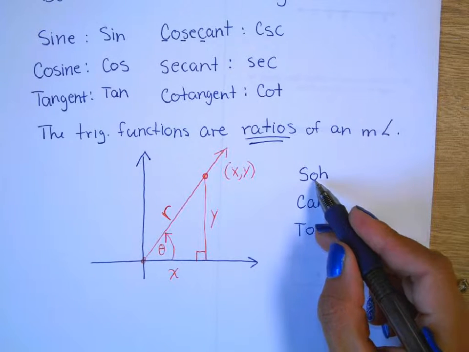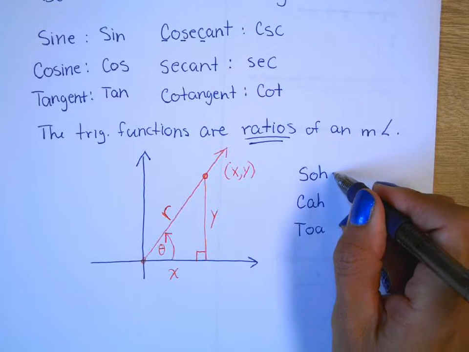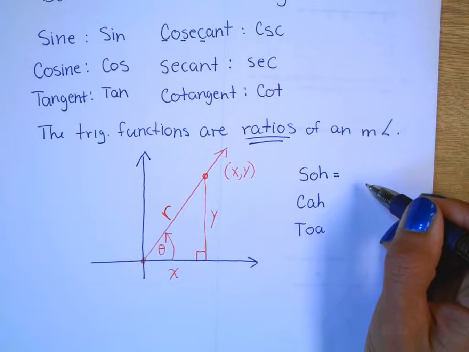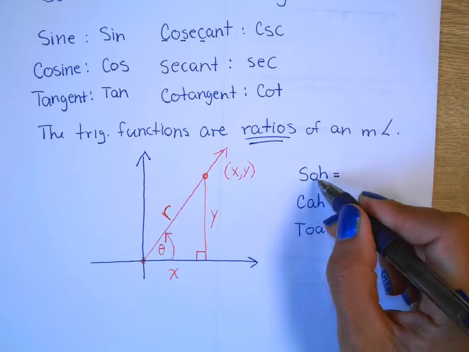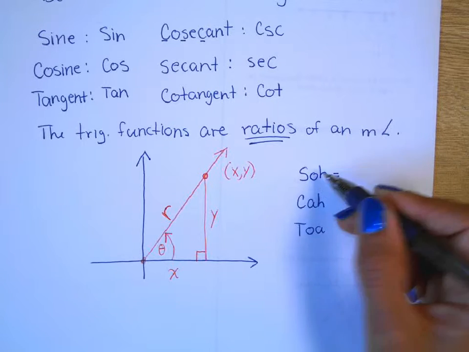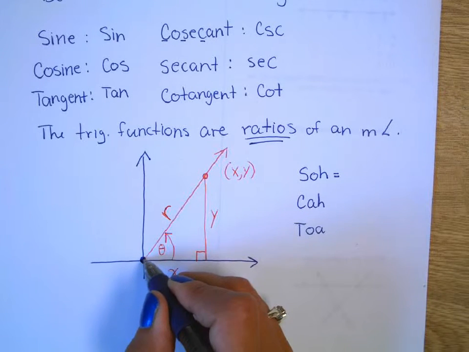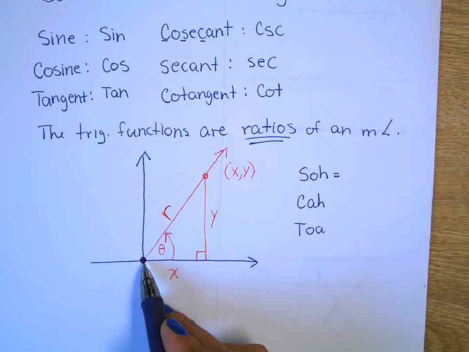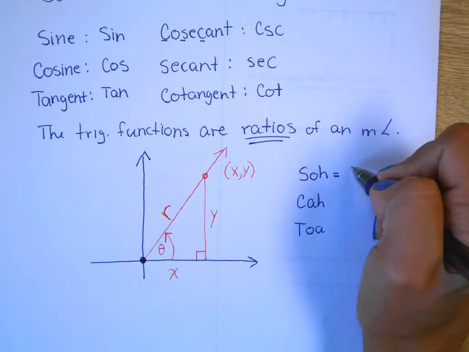What did the O stand for in SOH? Sign. No, O. I'm on the O. This S is sine, obviously. Opposite, opposite leg. So we're always standing at the origin where my angle is at. I'm standing here, and O stands for opposite.